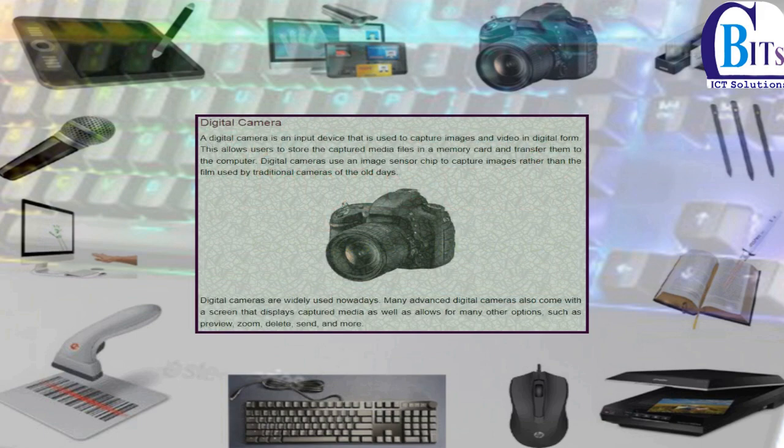Digital camera. A digital camera is an input device that is used to capture images and videos in digital form. This allows user to store the captured media files in a memory card and transfer them to the computer. Digital cameras use an image sensor chip to capture images rather than the film used by the traditional cameras of the old days. Digital cameras are widely used nowadays.